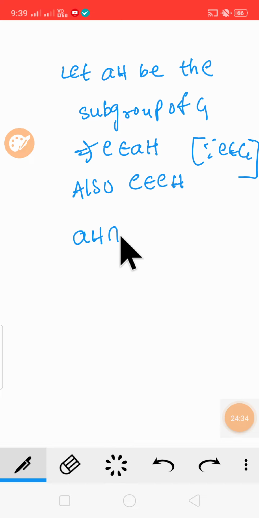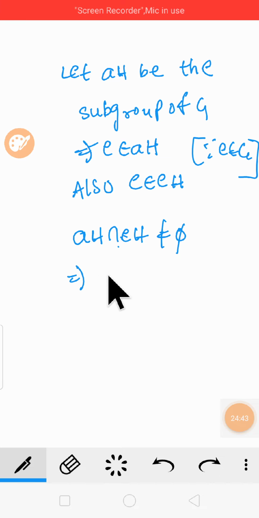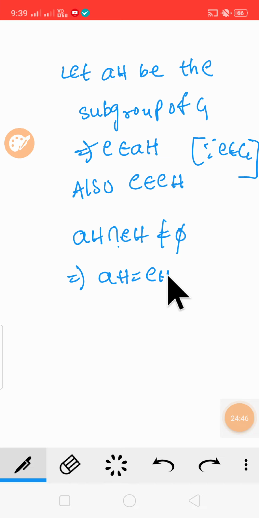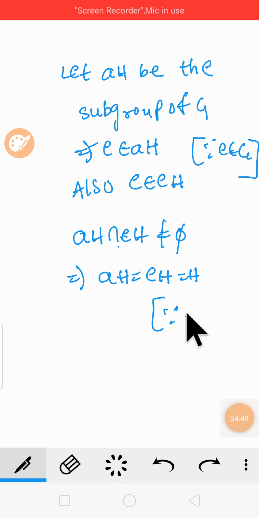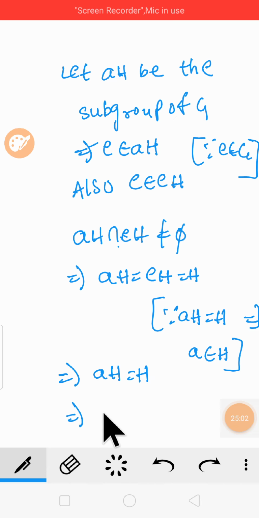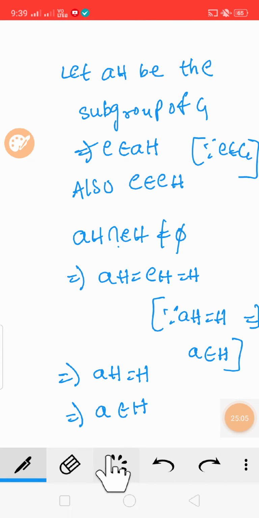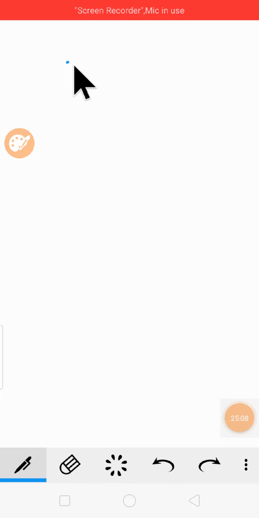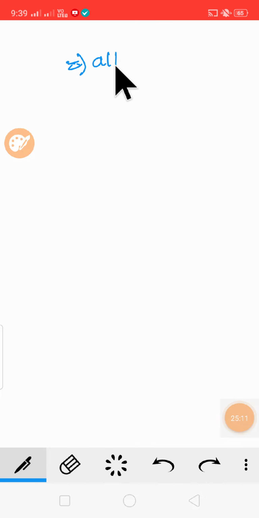aH intersection eH is not equal to phi, a non-empty set, implies aH equal to eH equal to H. Since aH equal to H implies a belongs to H. aH equal to H, a belongs to H, implies aH equal to H. Here in this property we prove that a belongs to H.